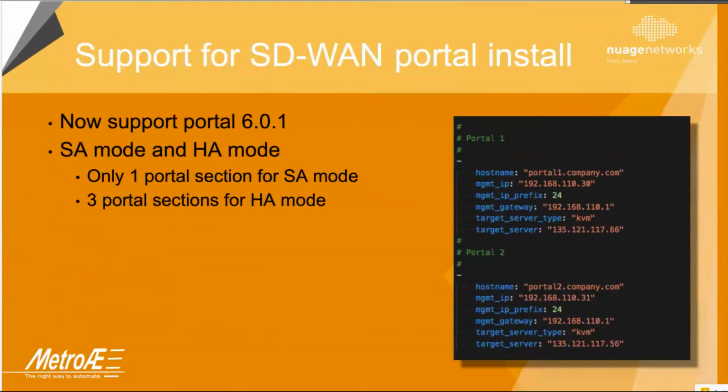The second one I want to mention today is SD-WAN portal. Currently, we will support SD-WAN 601. We have seen the example on the right. We will support SA mode and HA mode for the SD-WAN. On the one hand, for the SA mode, we will need only 1 portal section. On the other hand, for the HA mode, we will need 3 portal sections.